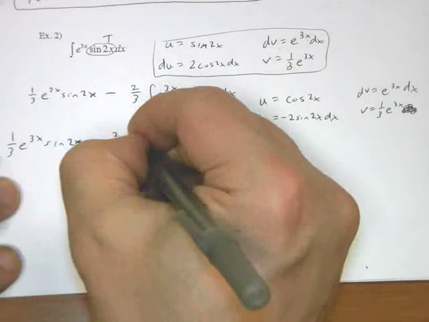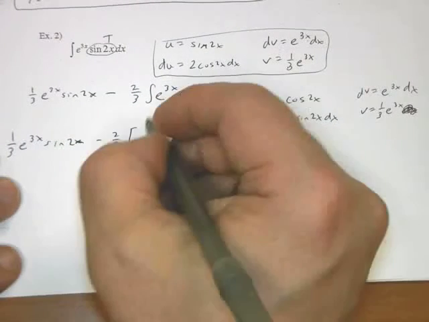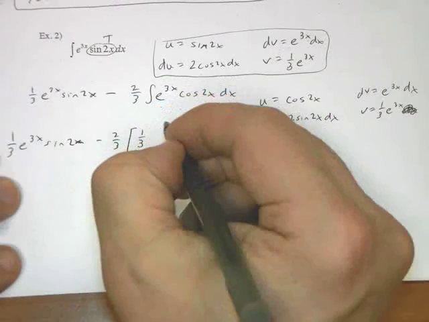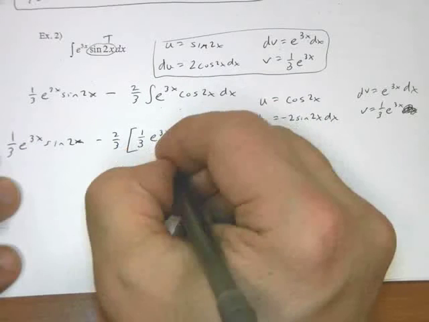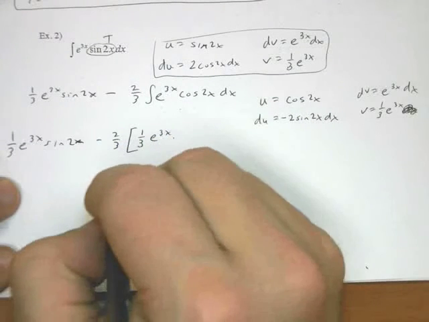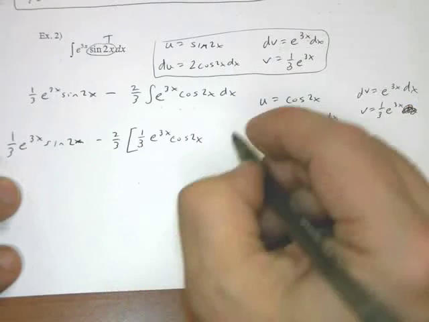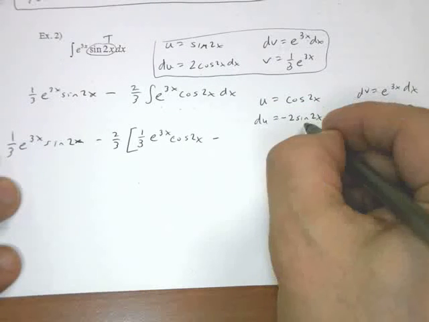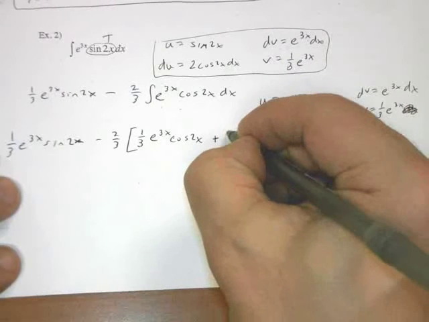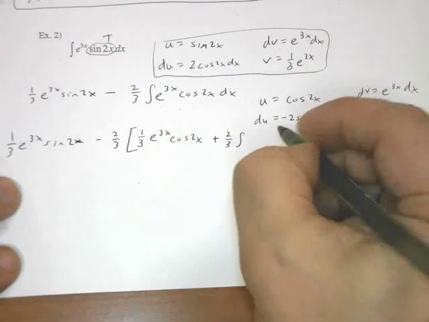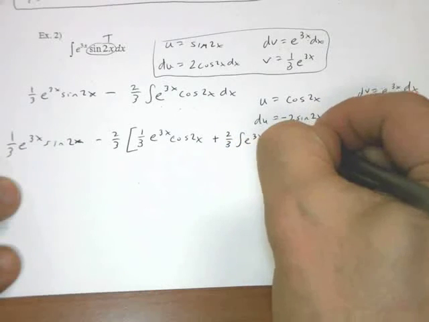We have our 2/3 times... Now I did the integration by parts on this, which means I got to do u times v, so that's going to be 1/3 e to the 3x, sorry, it's going to be cosine 2x, u times v, minus the integral of v du. Now there's already a negative there, so I'm going to take that negative out, so it's going to be a positive 2/3. And then we're going to have e to the 3x sine 2x dx.